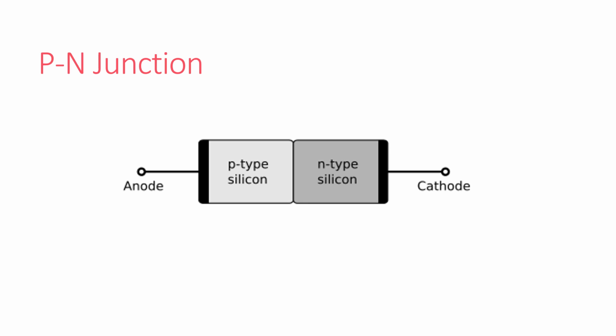The P side contains an excess of holes, while the N-type contains an excess of electrons in the outer shell of the electrically neutral atoms. This allows electrical current to pass through the junction only in one direction. The PN junction is created by doping, for example, by ion implantation or diffusion.